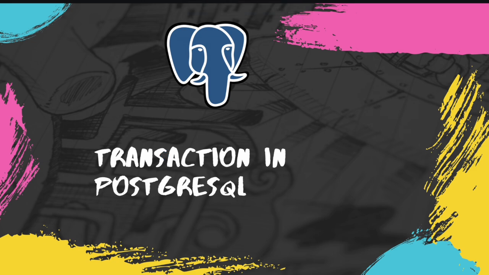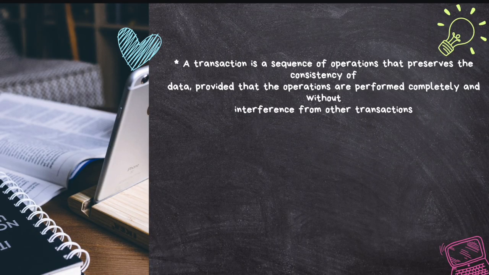In this video, we are going to discuss transactions in PostgreSQL. So we know what a transaction is. As a simple definition, a transaction is a sequence of operations that preserves the consistency of the data, performed completely and without interference from other transactions.